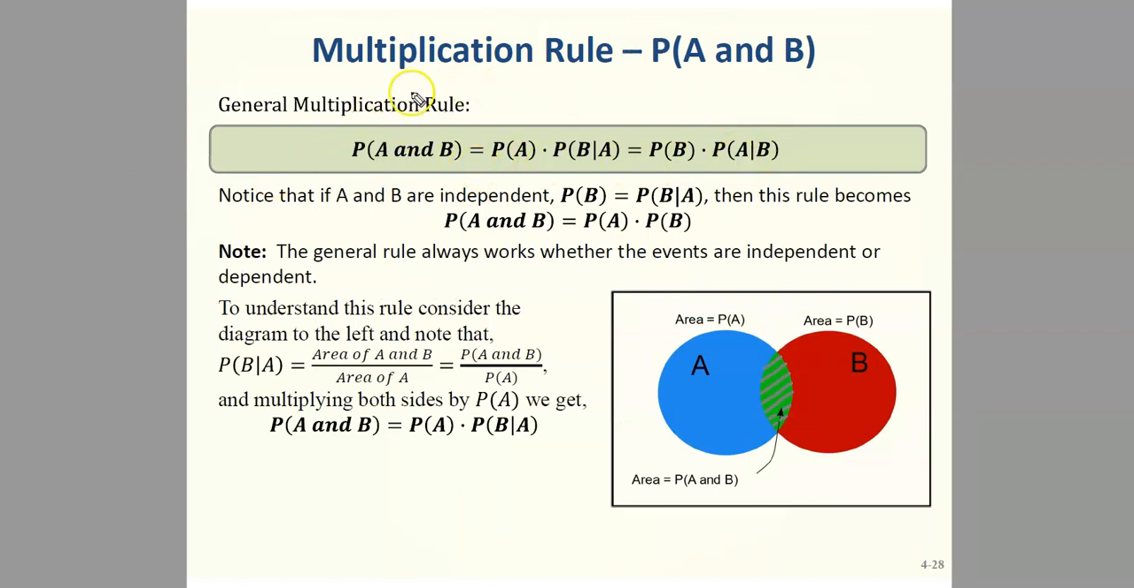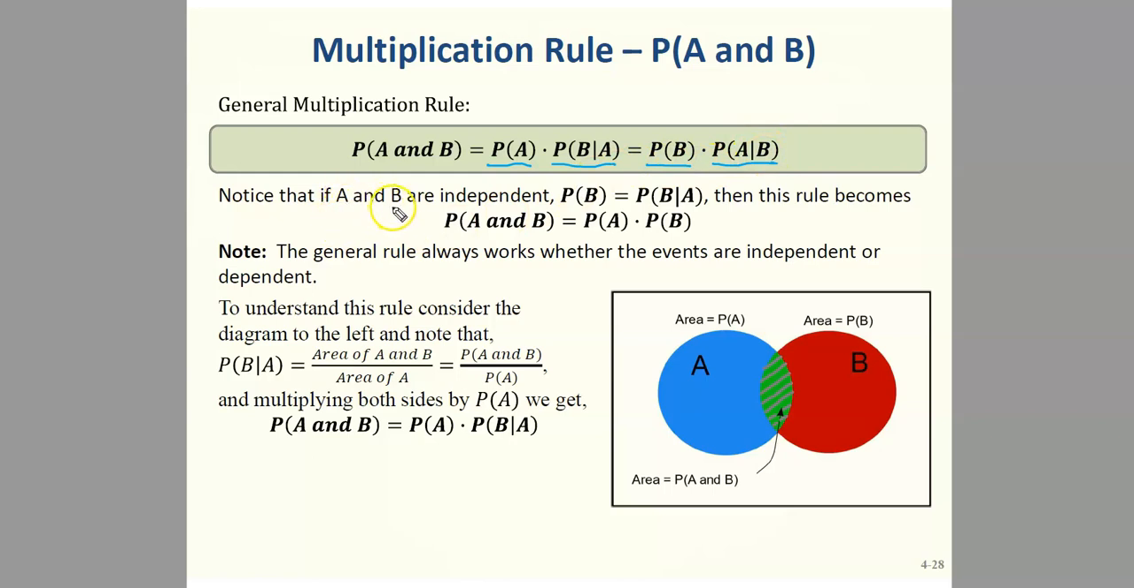So here's a full statement of our multiplication rule. To calculate the probability of A and B, we can evaluate it as the probability of A times the probability of B given that A occurred previously. Or we can flip these around and write it as the probability of B times the probability of A given that B occurred first.